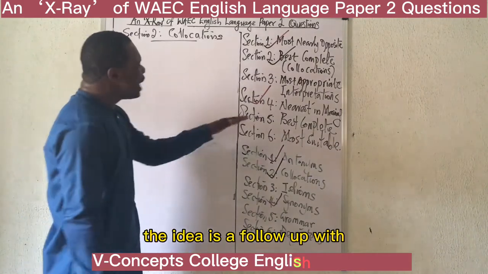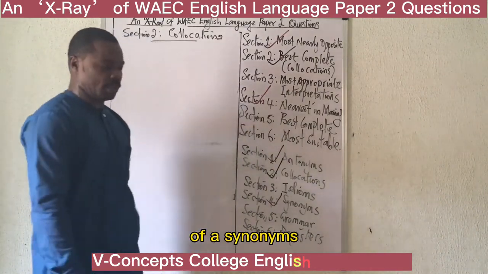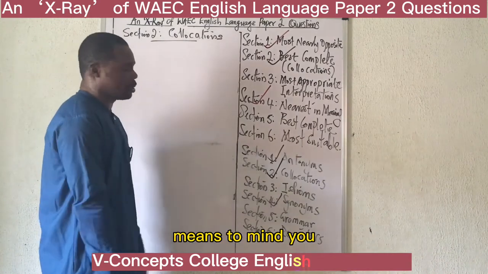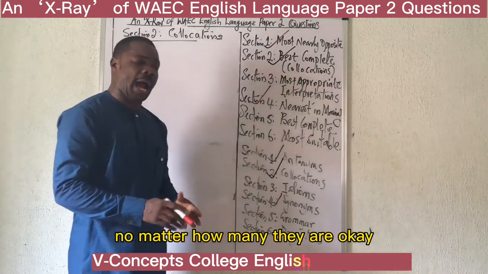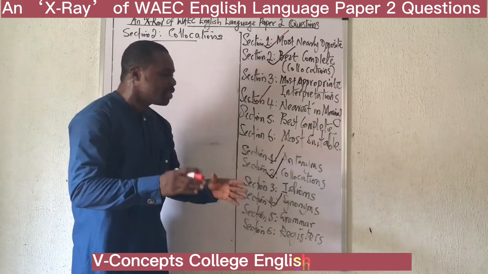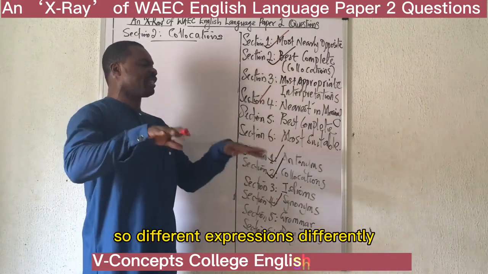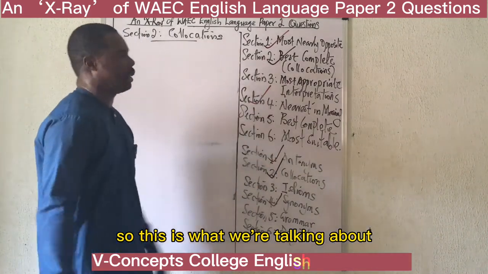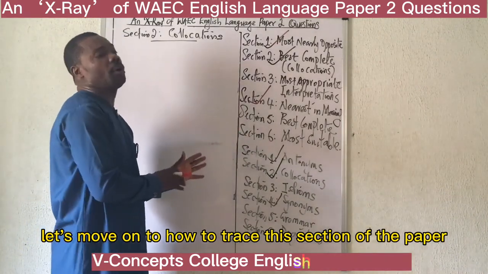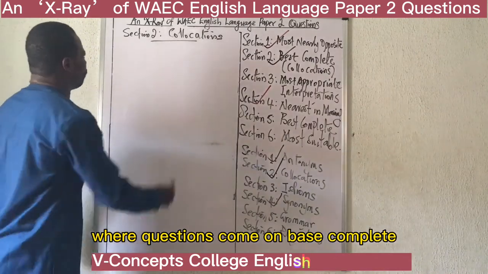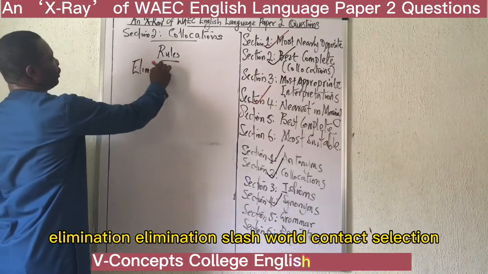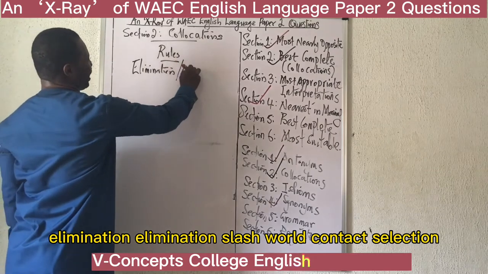Now, in English, the idea follows from the idea of synonyms. Synonyms is a situation whereby you have two or more words that are similar in meaning. But mind you, those words, no matter how many they are, cannot fit into the same expression at the same time. They fit into different expressions differently. So this is what we are talking about here. With that short explanation, let's move forward to how to treat this section of the paper. When questions come on best complete, what are the rules? You still work with elimination, then context selection.